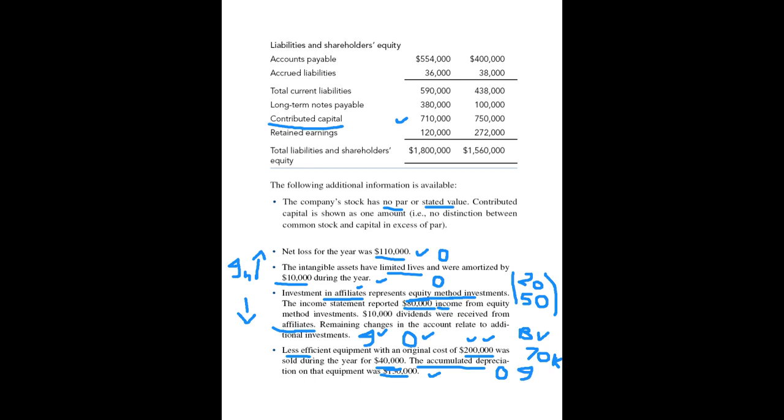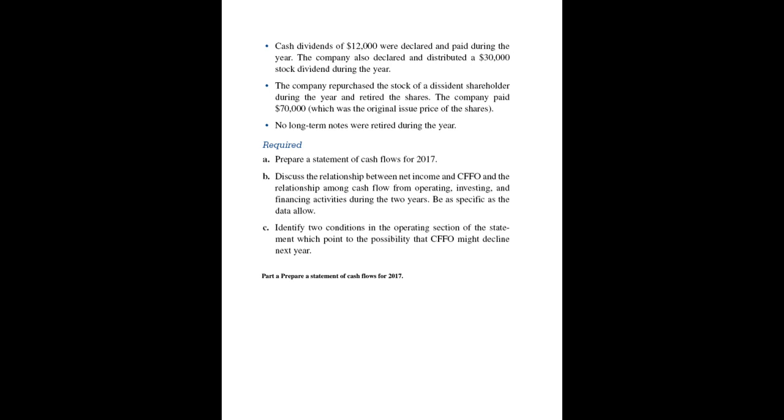We have some more information. Cash dividend of 12,000 was declared. Now, this company is talking about its own dividends, which it has declared for its investors. So 12,000 cash dividends were declared and paid during the year. Now, dividends, as we learned in the theory, are part of GAAP.